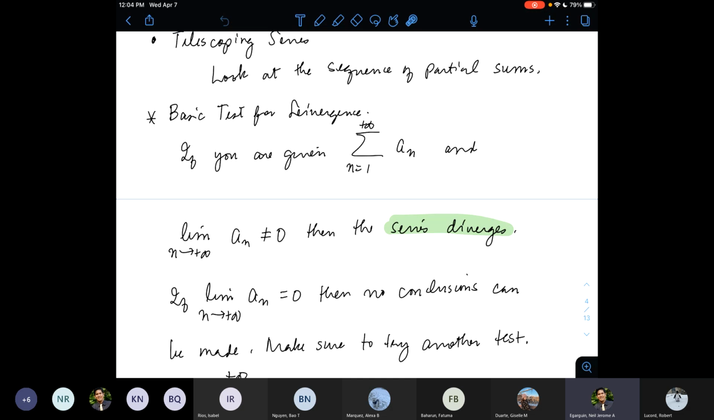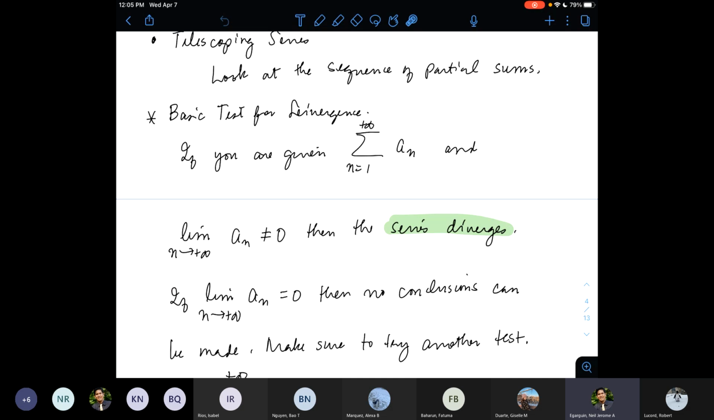All right. Now, be careful. That's the only thing that the test for divergence can do. It can only conclude the divergence of a series. Because if the limit of a_n is equal to 0, no conclusions can be made. We need to try another test.